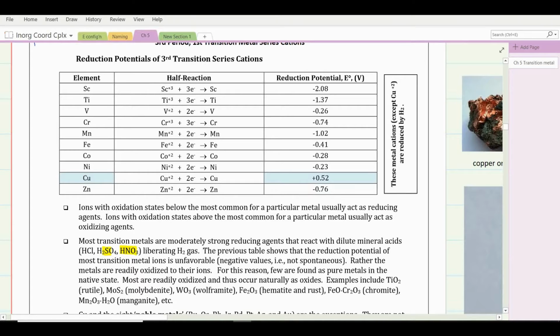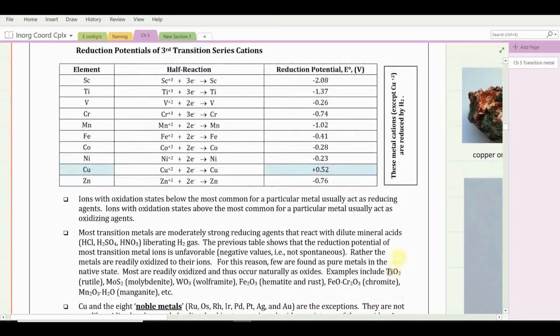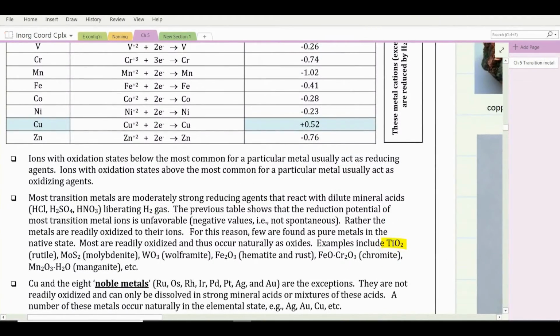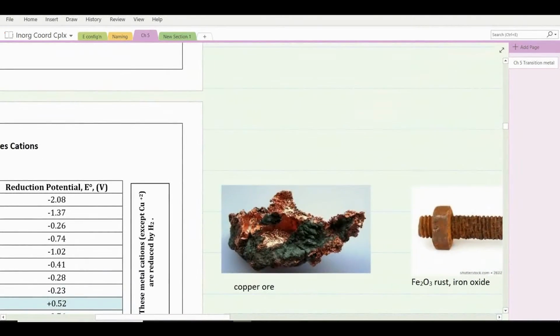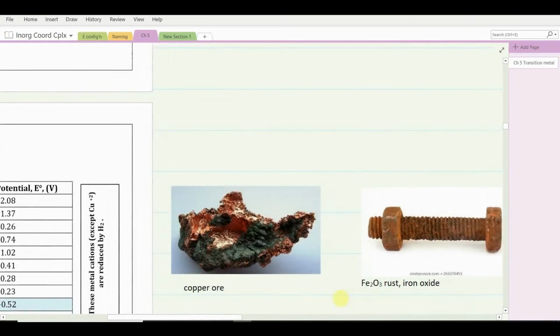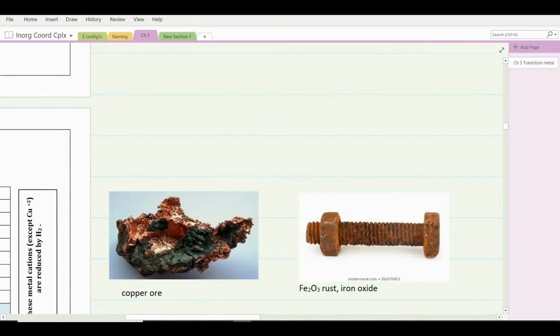And because transition metals are characteristically reducing agents giving up electrons, we typically don't find transition metals in their elemental state naturally occurring. So for example, we would tend to see titanium as an oxide, as an ore, or sulfide of molybdenum, an oxide of tungsten, an oxide of iron, and so on. In fact, here's an image of copper, elemental copper found in a native or natural state, and here's iron in its native state. It's in an oxidized form when it's naturally found or naturally occurring.